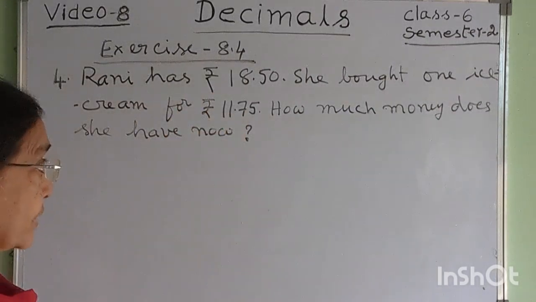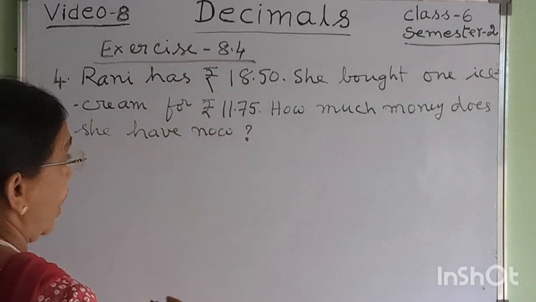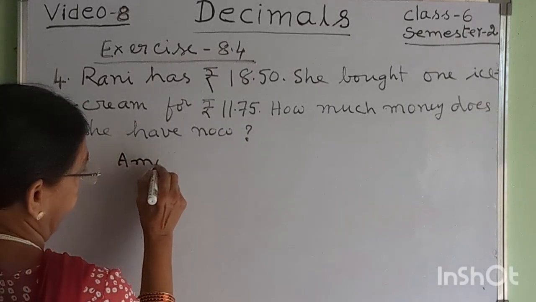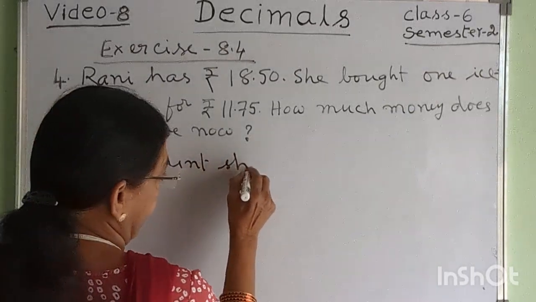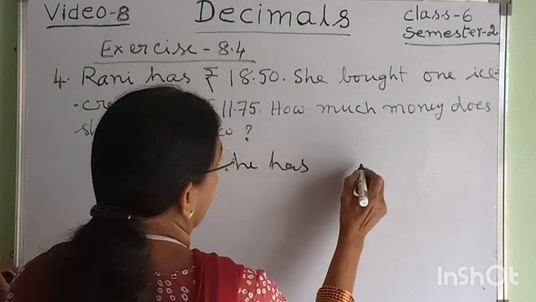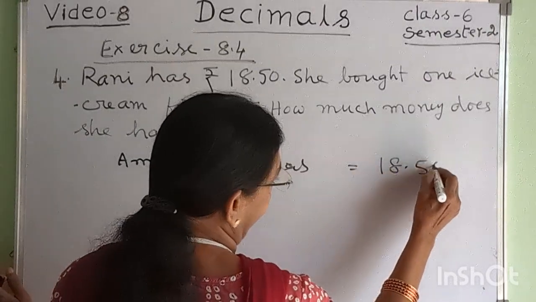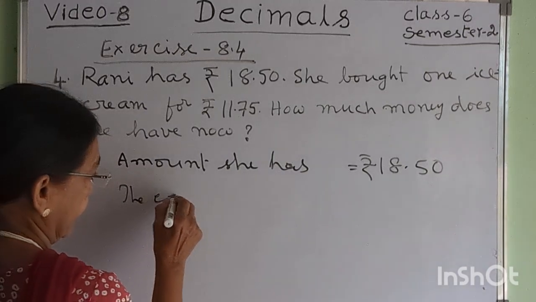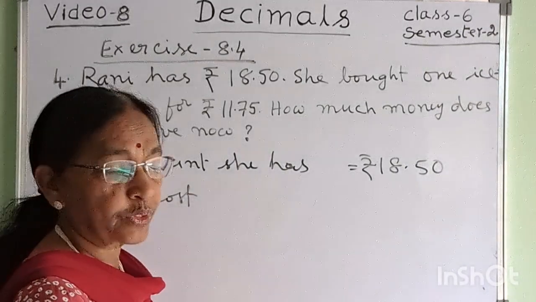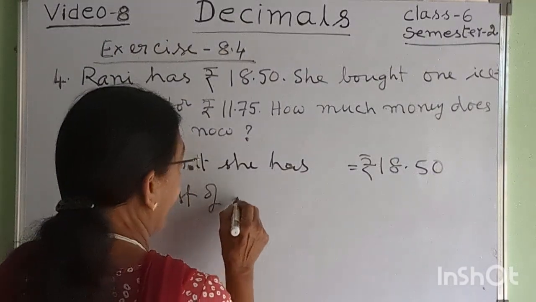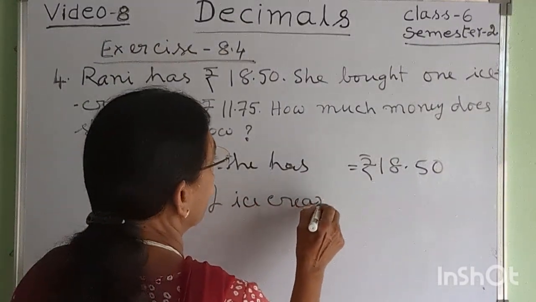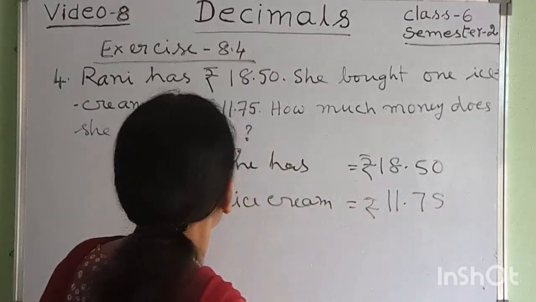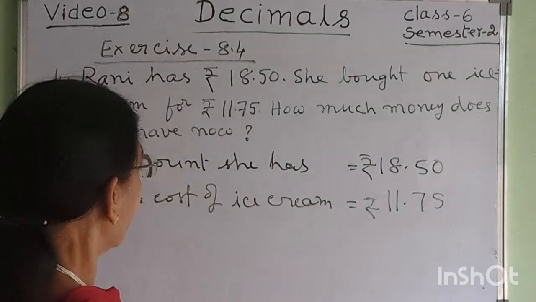Rani has rupees 18.50, so the amount she has initially is equal to rupees 18.50. The cost of the ice cream, or the amount she spent for the ice cream, is equal to rupees 11.75. How much money does she have now?